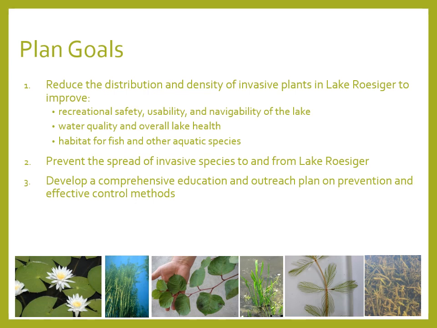Overall, the goals are to reduce the distribution and density of invasive plants in Lake Roesiger, to improve recreational safety, usability, and navigability of the lake, also to improve water quality and overall lake health, and lastly, to improve habitat for fish and other aquatic species. Second goal is to prevent the spread of invasive species, not only to, but from Lake Roesiger, in the case of slender arrowhead. And thirdly, develop a comprehensive education outreach plan on prevention and effective control measures.